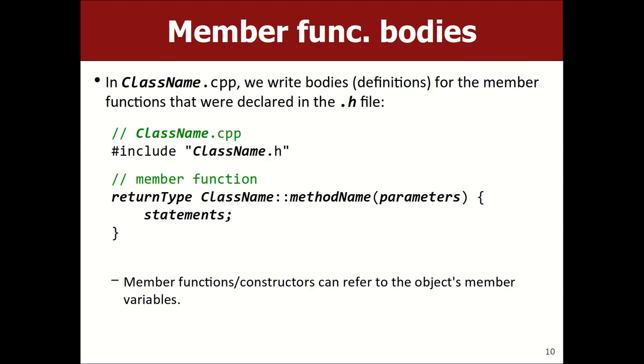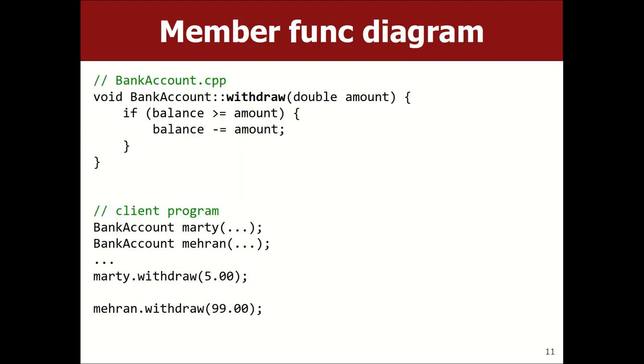The only difference between these bodies of methods and regular functions is that in front of the method's name, you write the class name with 2 colons. I think this looks really ugly. I'll show you. Do I have a slide for this? Here's the implementation of the withdraw method. So you're saying, I'm going to write withdraw. It takes a double amount parameter, and it returns void. And now the code says if balance, whatever. And so when it says balance, it's referring to that private balance variable from before.